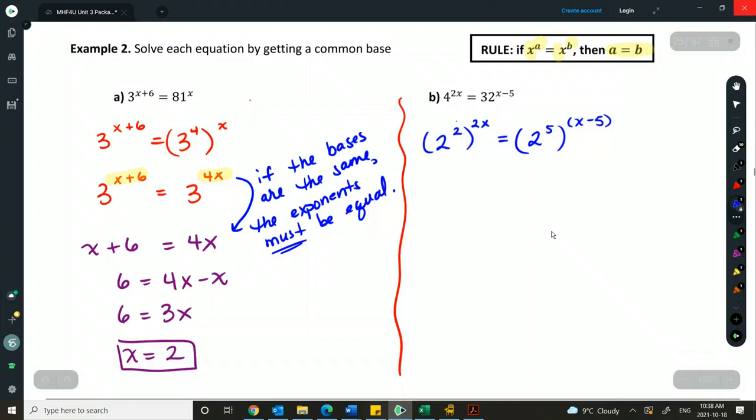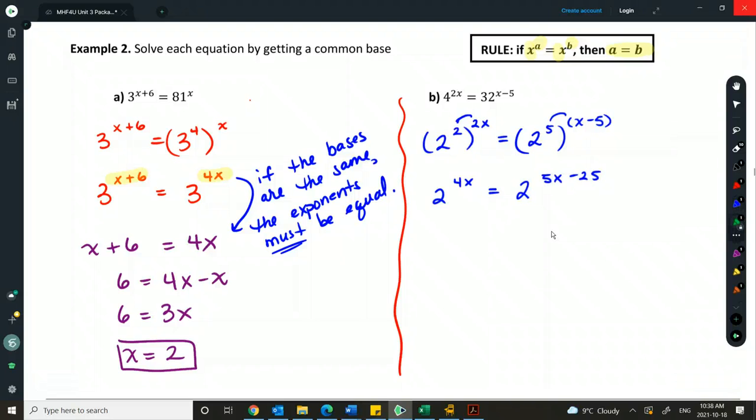Okay, so let's simplify. I'm going to keep the base, and these are power rules, so I'm going to multiply the exponents. So I'll have 2 to the 4x. And then be careful, when I multiply 5 and x minus 5, I'm multiplying both of those terms in x minus 5 by 5. So it will be 5x minus 25. Or just keep it in bracketed form, right? 5 times x minus 5 in brackets.